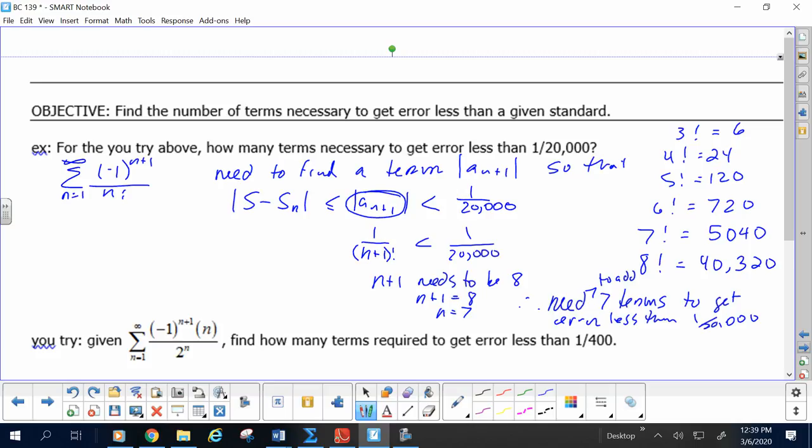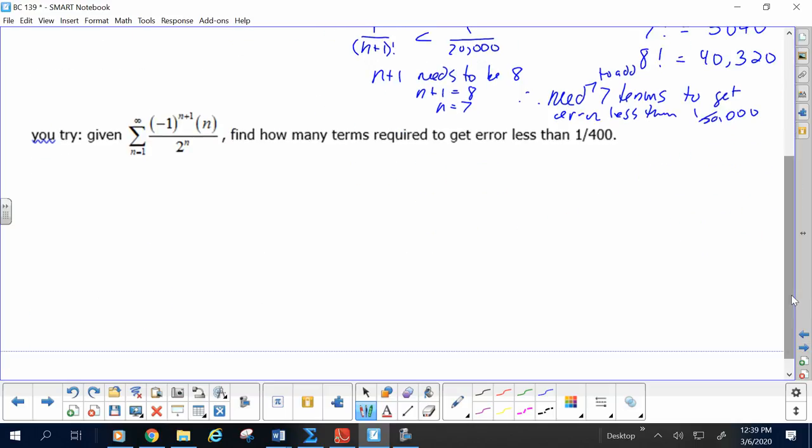Do you feel like you can do one on your own, or you want to try one together? All right, so here we go. Say you're estimating this guy, and although it's got n in the numerator, the geometric or exponential n in the denominator will win, so it is going to converge, yeah? But I do need to say it.